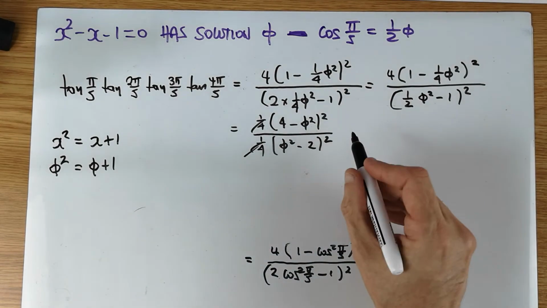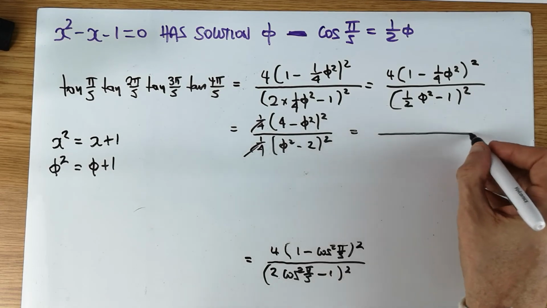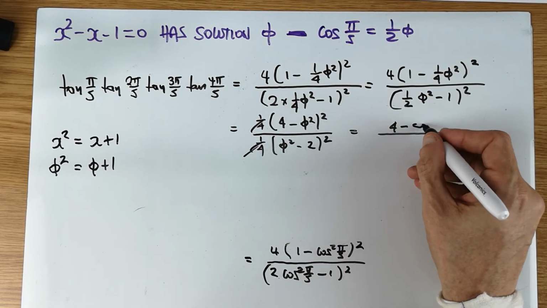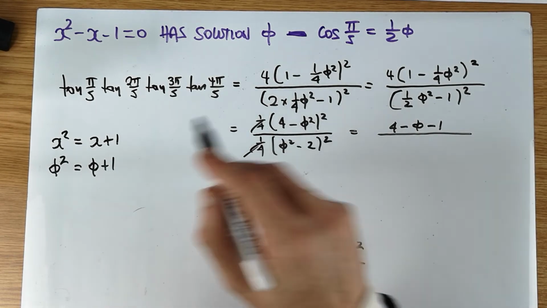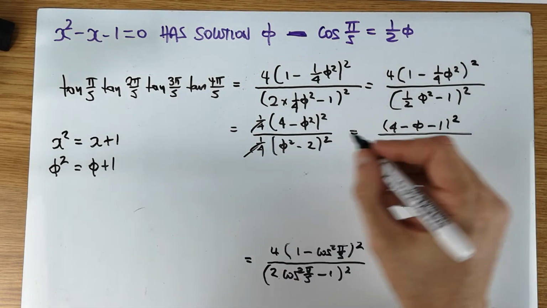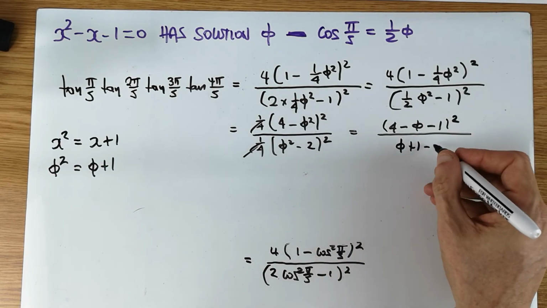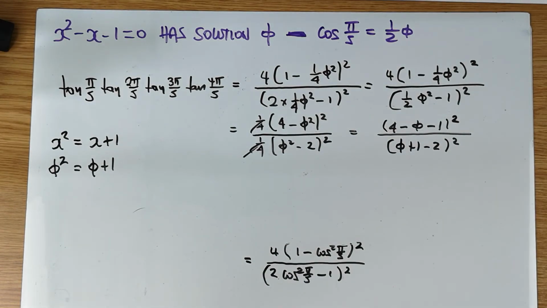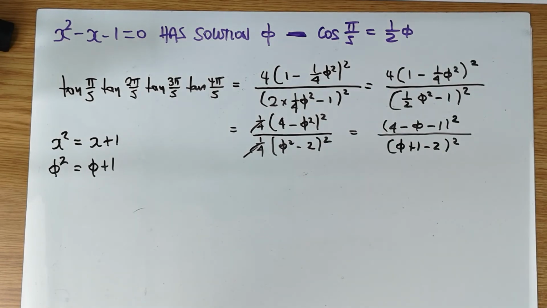So rather than squaring all this bracket, what I'm going to do inside that bracket is say 4 minus phi minus 1. I replace the phi squared with phi plus 1, all squared. And I'm going to do exactly the same thing on the denominator: phi plus 1, that's the phi squared, minus 2, all squared. So I lost at least the squares inside this bracket, so I have less squaring to do. Okay, tidy.